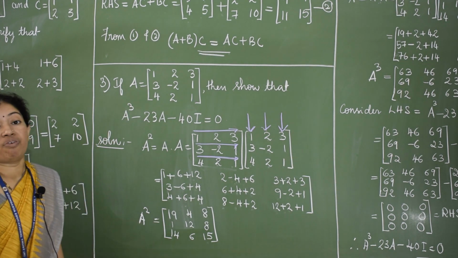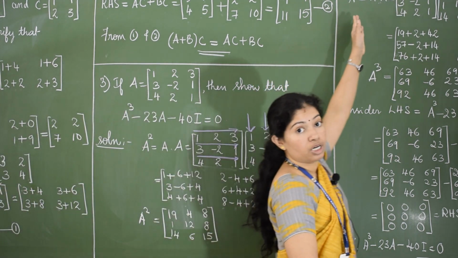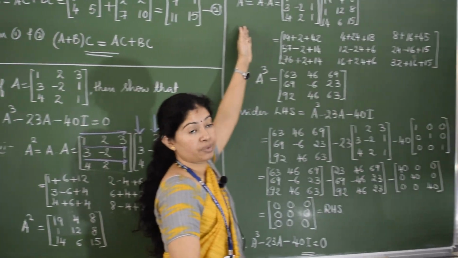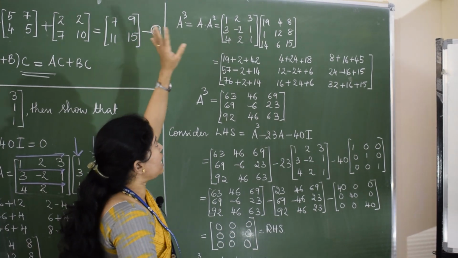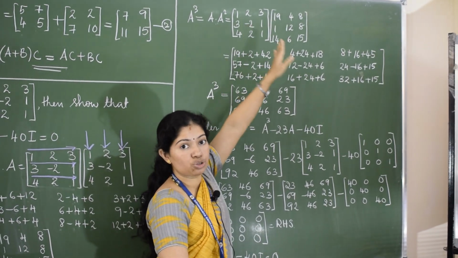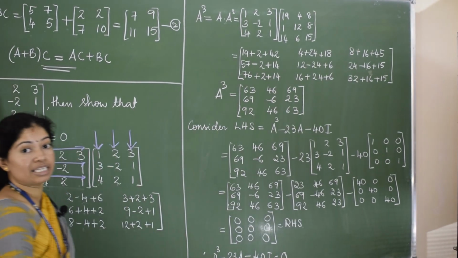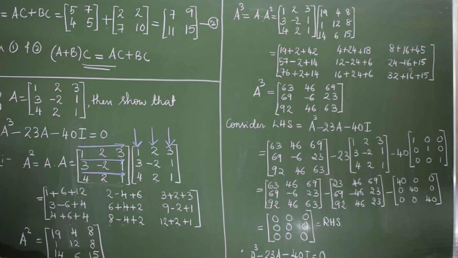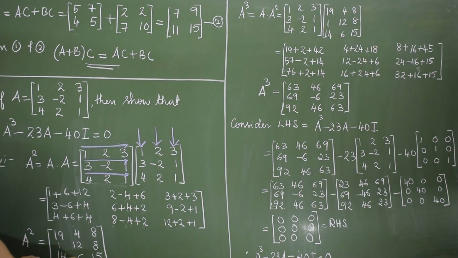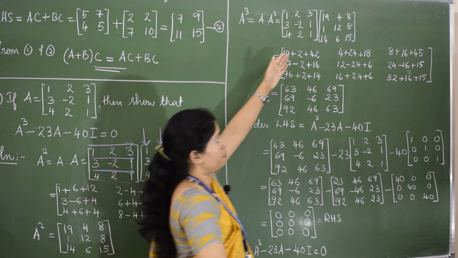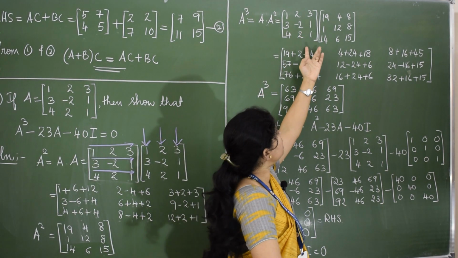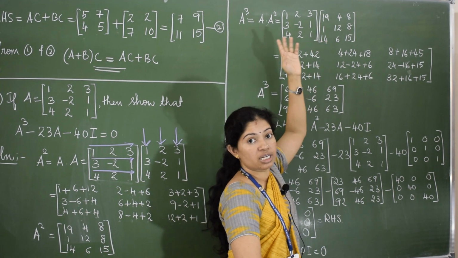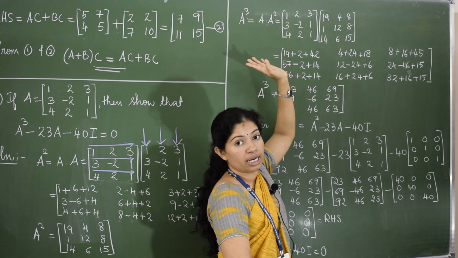Next we have to find A cube. So A cube, how will you find? It is A into A square. So write matrix A, next to that write matrix A square. A square is what you got just now. So this same matrix you are going to write here next to A. Then again you have to multiply these two matrices by the row by column method.